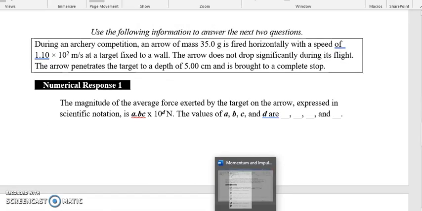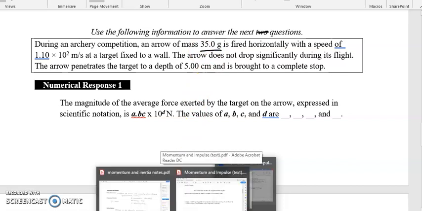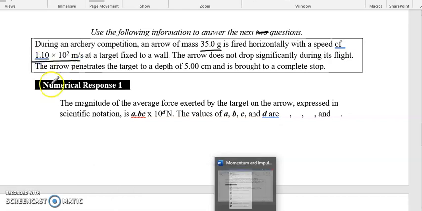This next question is again a diploma question. Really, we're just using one of these right now because the question following this one on the diploma exam is something we'll be talking about later. During an archery competition, we've got an arrow with a mass of 35 grams, or 0.035 kilograms. It's got a speed of 1.1 times 10 to the 2 meters per second, or 110 meters per second, and doesn't drop significantly during its flight, but it penetrates a depth of 5 centimeters, or 0.05 meters, before coming to a complete stop. And what we were looking for is the amount of force.